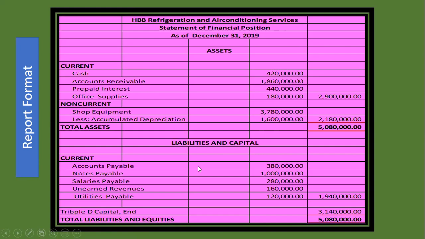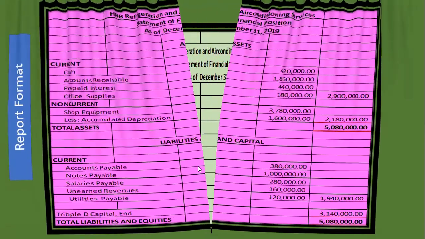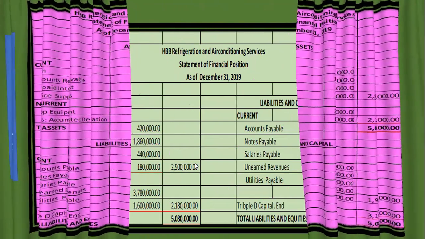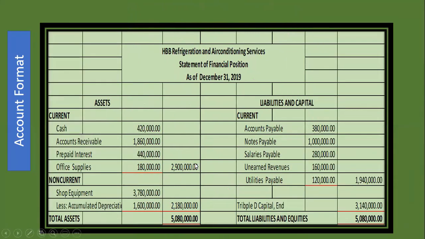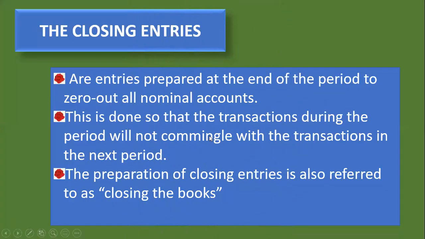Okay, so this is the report format of a balance sheet. The next format I would be presenting is the account format. You have noticed that the format follows the accounting equation. So we have assets on the left hand side and liabilities and capital on the right hand side. That makes the difference between the report format and the account format. We have the same figures. Okay, so those are your financial statements.